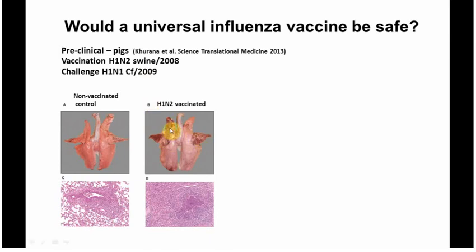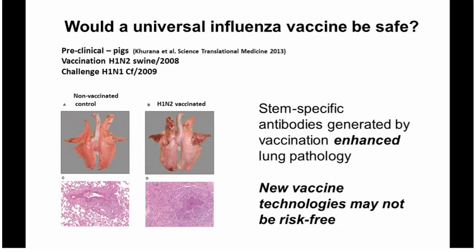Look at these regions of necrosis here in the lung. And histologically, you have a real big problem here. Okay. Now they were able to show that this enhanced pathology was due to the development of stem-specific antibodies, which were induced by vaccination. So this is one thing that will have to be studied carefully, is to find out whether new vaccine technologies are going to be safe. This is something we'll need to find out even before we ask the question of efficacy. Okay, phase 1 trials need to give an answer on this question.